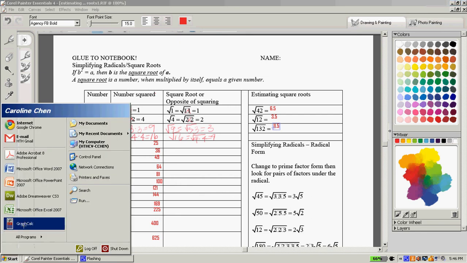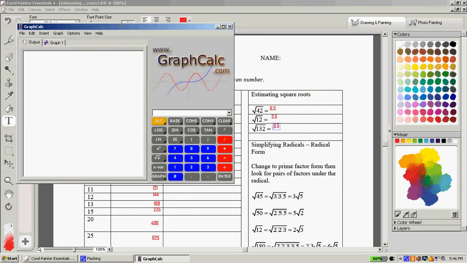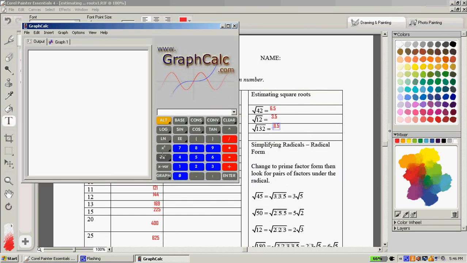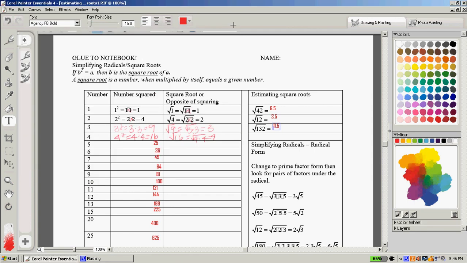And just to see how accurate we were, I'm going to get out the calculator right here, and let's see how close we were. So the square root of 42 is about 6.5. The square root of 12 is about 3.5. And the square root of 132 is about 11.5. So our strategy works.